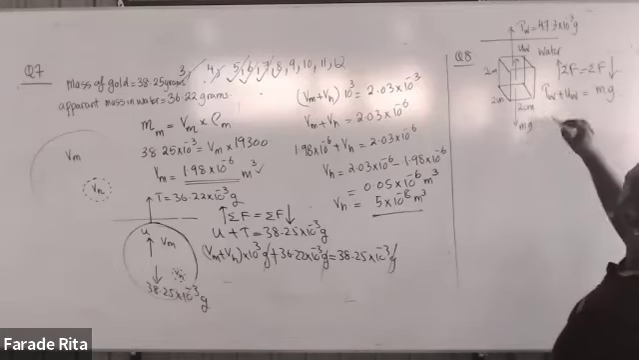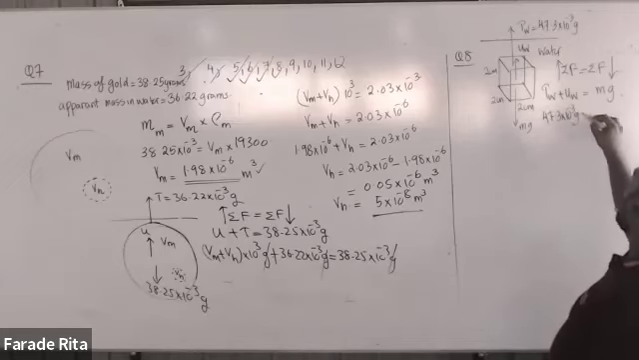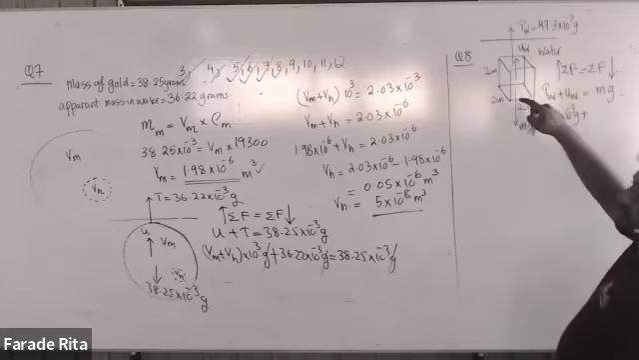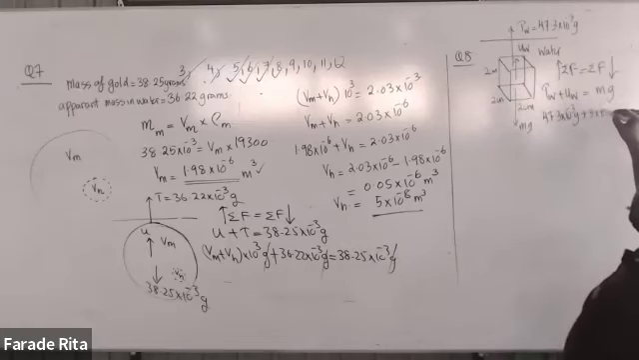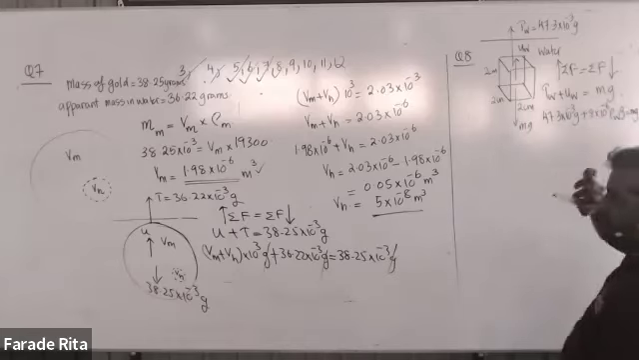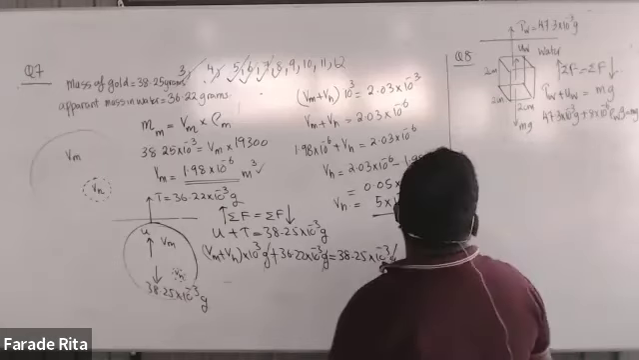Tension here is going to be 47.3 times 10 to the power minus 3 g. Upthrust is how much? What's the volume? 2 times 2 times 2, 8 cubic centimeter, convert to cubic meter, times density of water, times g. That is mg, equation number 1.